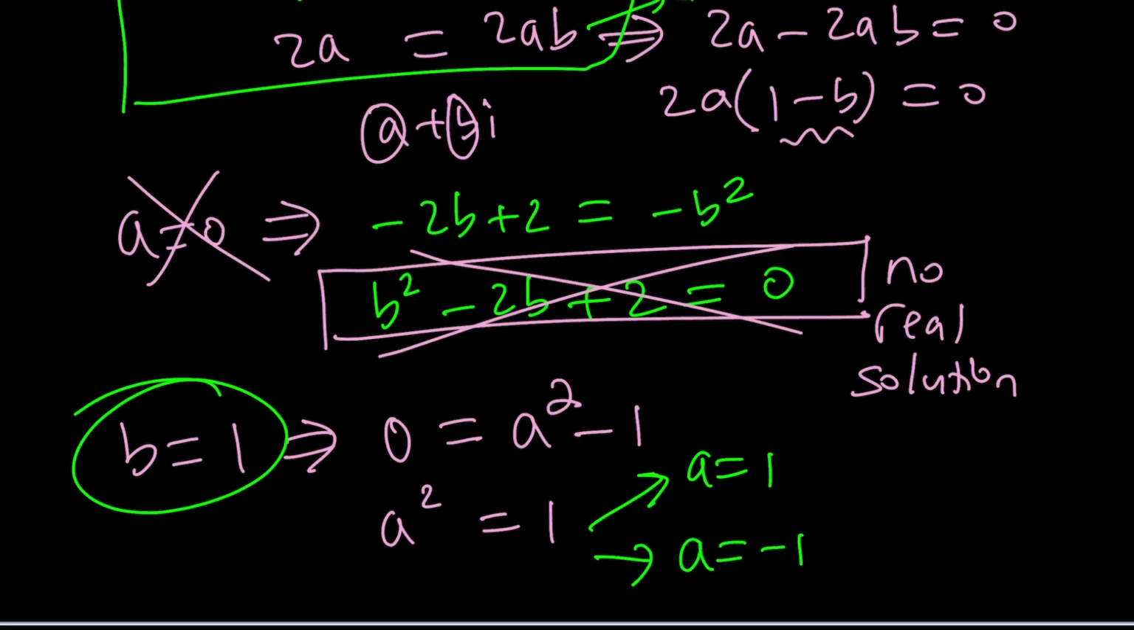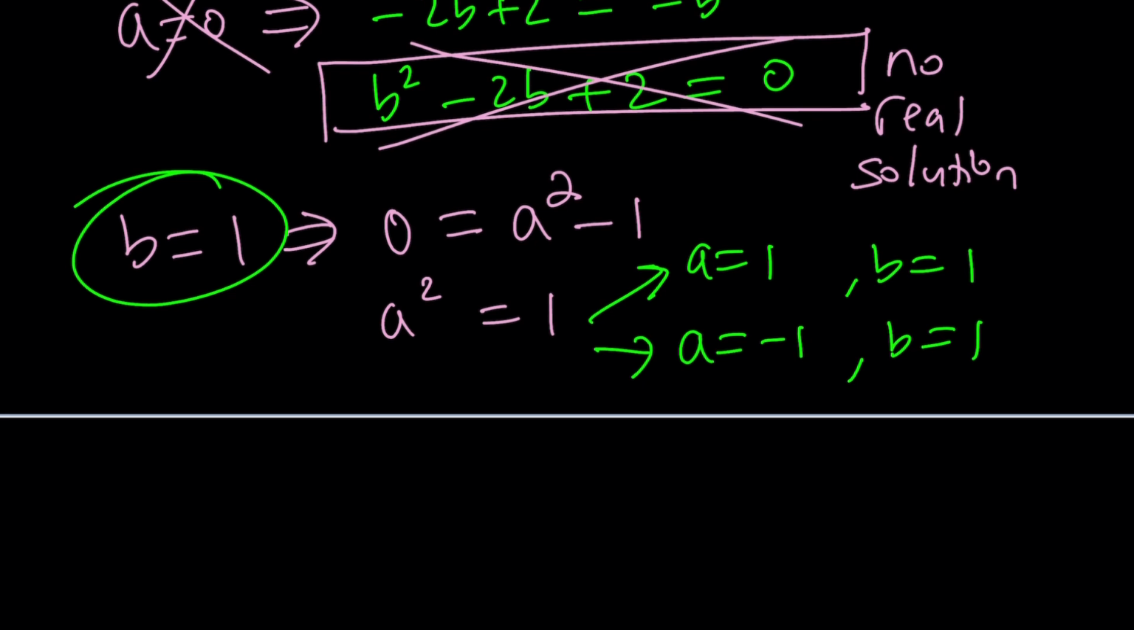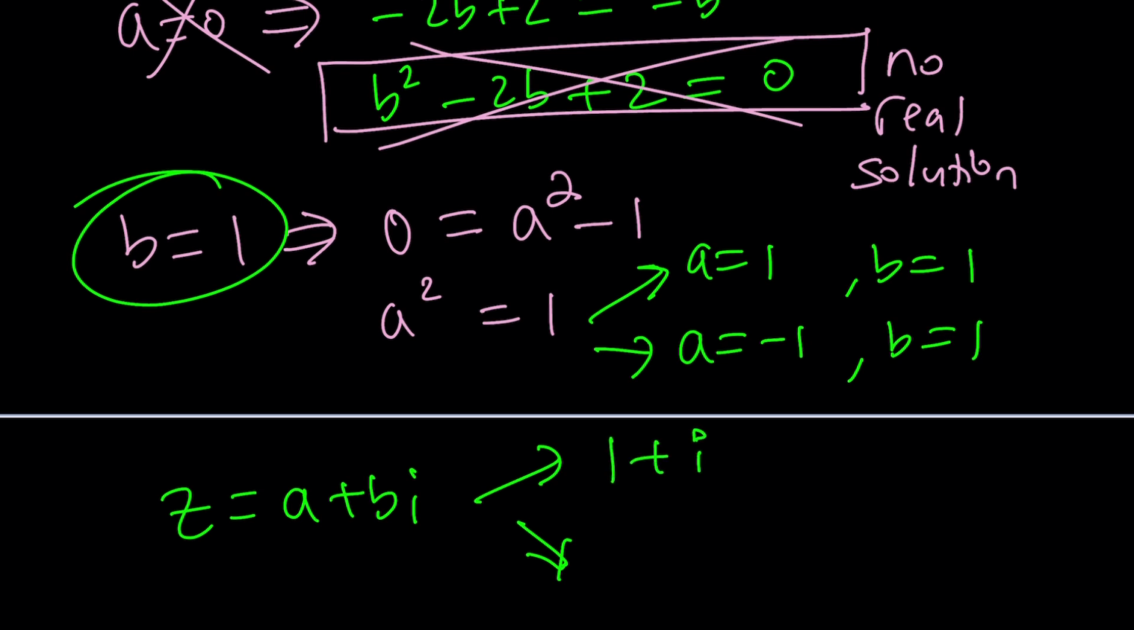So from here, we get the following pairs, which means a is 1, b is 1, and a is -1, b is 1. So z is equal to a plus bi, remember? That means we have two solutions. Houston, we have two solutions, and one of them is a plus bi, which is 1 plus i. The other one is -1 plus i.